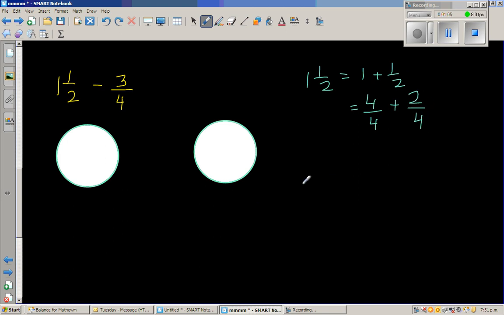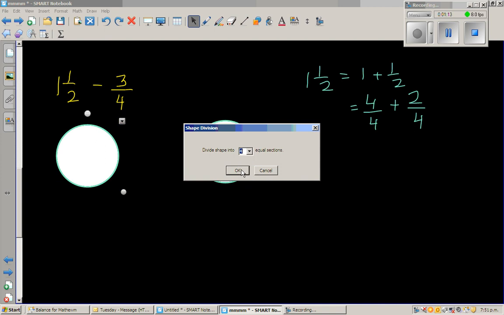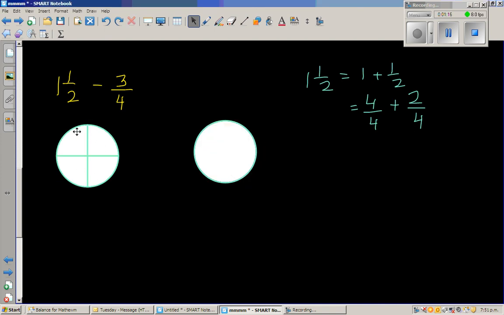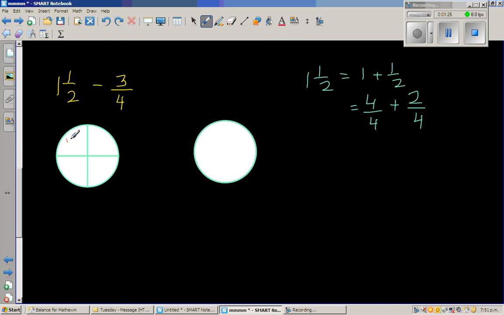Let me show you that before I explain. Let me explain this in a diagram. Suppose this is a circle. I'm dividing this into 4 divisions. So these are 4 quarters. One whole has got 4 quarters. So each of them is a quarter. Let me use this color. This is a quarter, this is a quarter, this is a quarter, and this is a quarter.